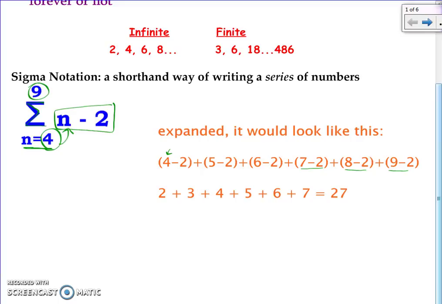Now, whenever you see this sigma symbol in math, because you will see it in future math classes, it simply means add up everything together to one single number. Okay, so we're going to practice doing this on the next page.